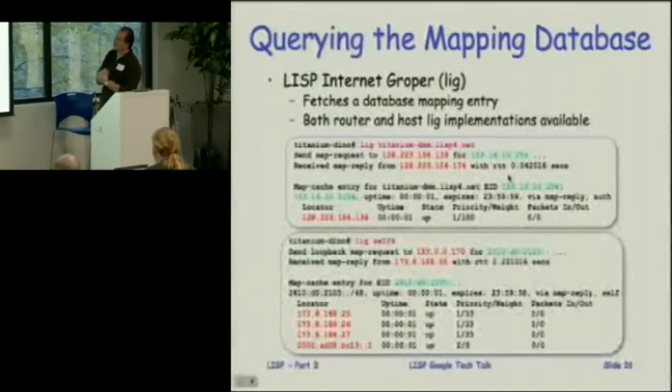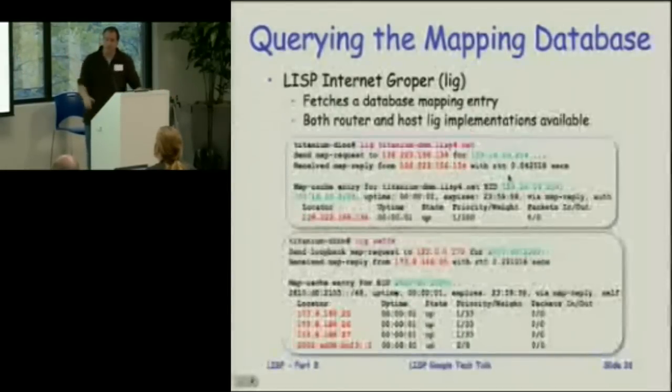We have something called LIG. It's equivalent to DIG, the domain internet groper, but it's the LISP internet groper, and it's a way to fetch the database mapping entries. And we have both of the routers that we're shipping and prototyping now supported, and Dave wrote a public domain implementation that can run on Linux.